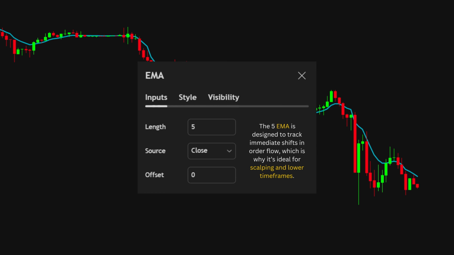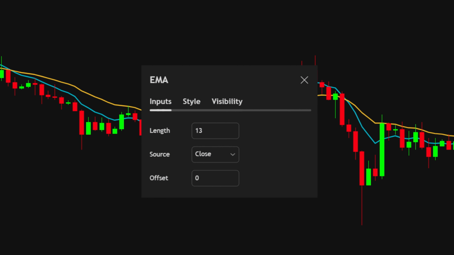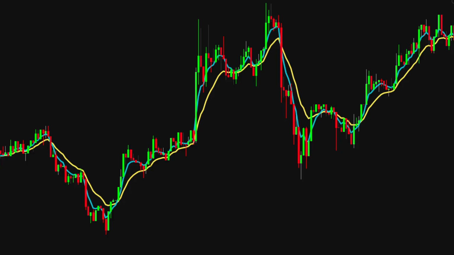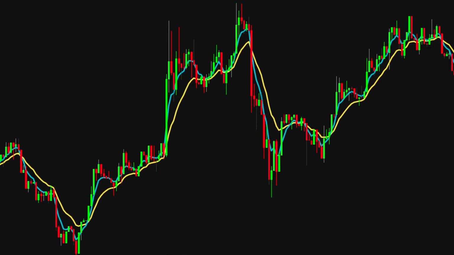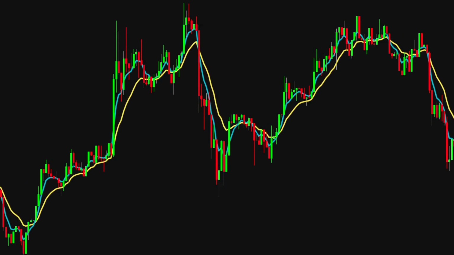Next, set the second EMA length to 13 and color it gold. This will serve as your short-term baseline, moving slightly slower than the 5 and helping filter out minor fluctuations while still staying sensitive to trend changes. The interaction between these two lines is what creates your signals. When the 5 accelerates above or below the 13, momentum is shifting.